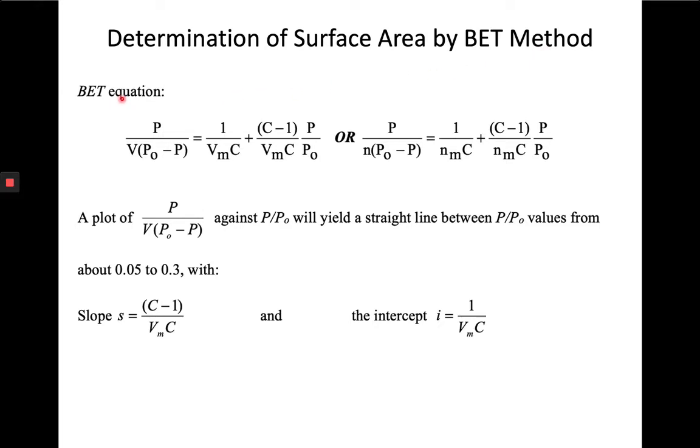Okay, from the BET equation, where P over V times (P naught minus P) equals 1 over Vm C plus (C minus 1) over Vm C times P over P naught, we plot a graph of P over V times (P naught minus P) against P over P naught. So this is the y-axis and this is the x-axis. Again, only consider P over P naught in the range of 0.05 to 0.3. Otherwise, your data will not be accurate.